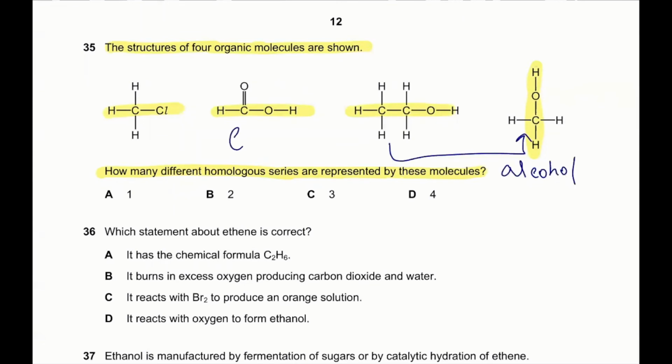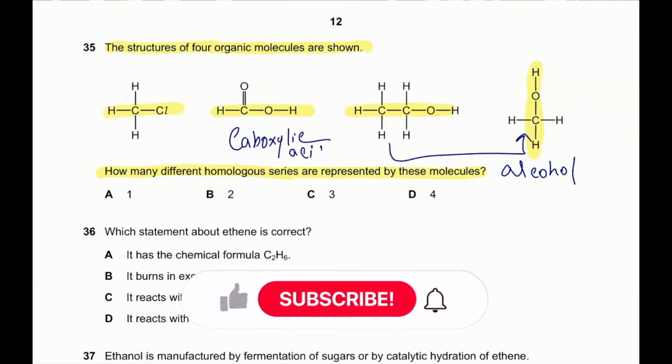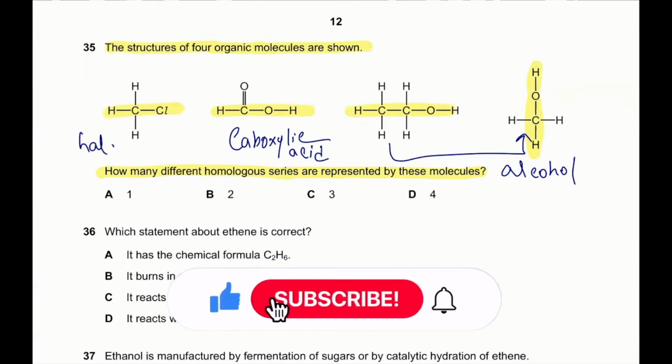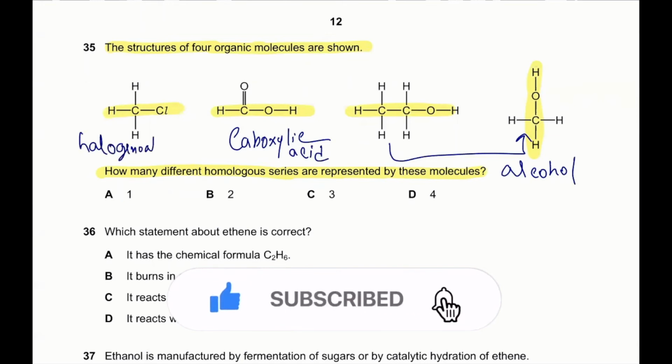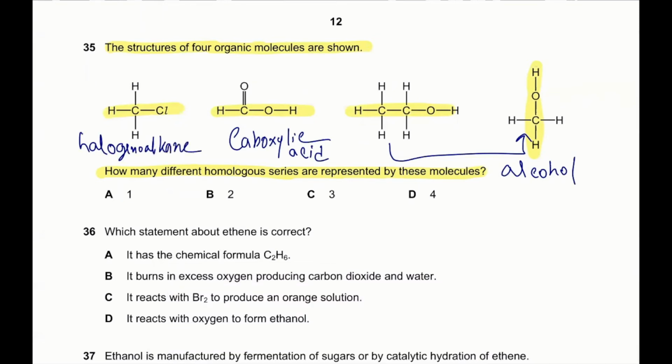This is carboxylic acid and this is halogen alkane. So guys, we can definitely say there are 3 homologous series being represented. All right, so question number 35, C is the correct answer.